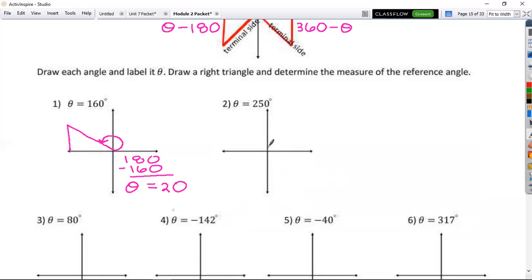Next, 250. 250 is a positive angle. It rotates counterclockwise into quadrant 3. So here's my little picture. Here's my triangle. And what is the rule for quadrant 3? Minus 180. Good. So I do 250 minus 180, which is equal to 70. Does it work? It does.